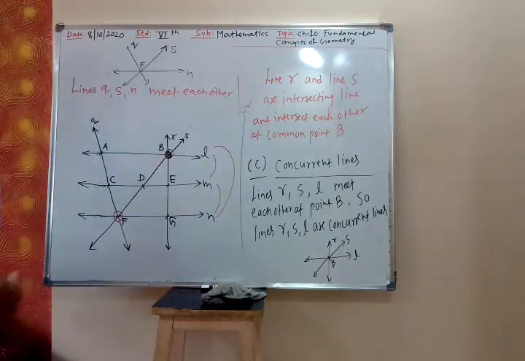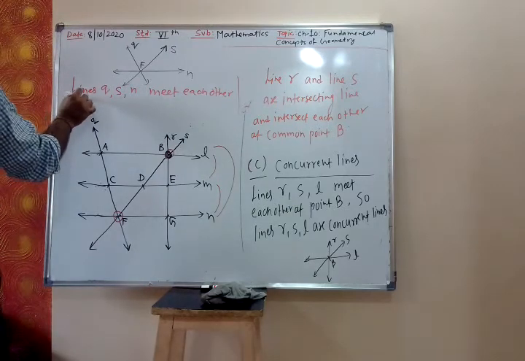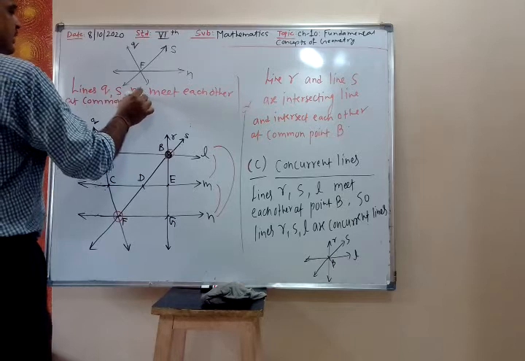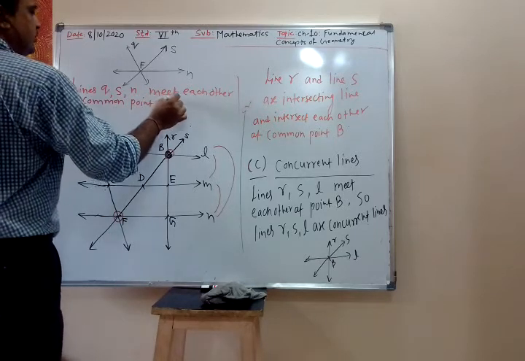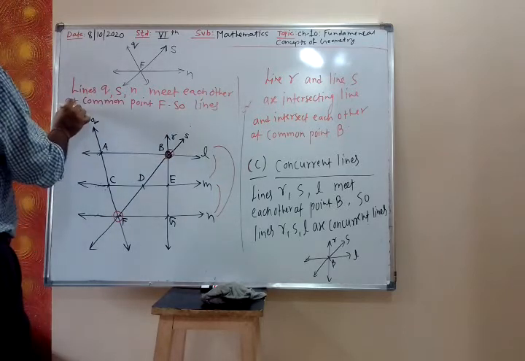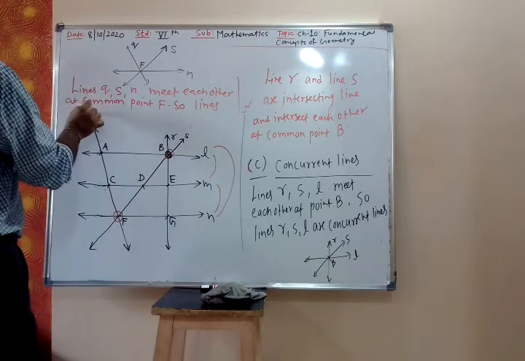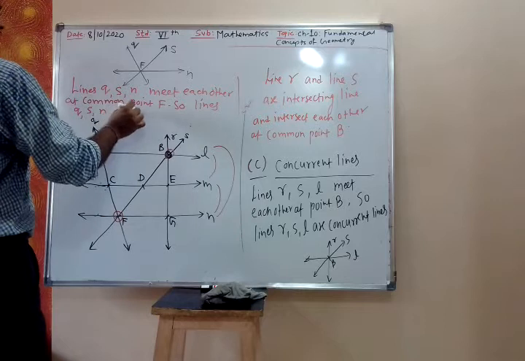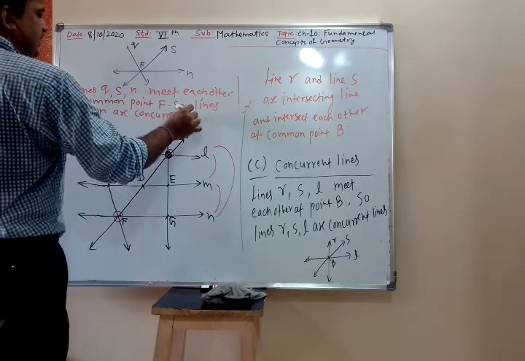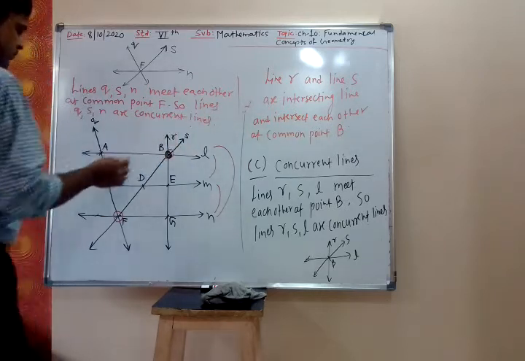Lines Q, S, N meet each other at a common point F. So lines Q, S, N are concurrent lines, because they meet each other at the same point.